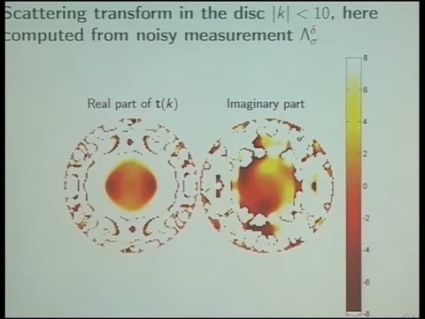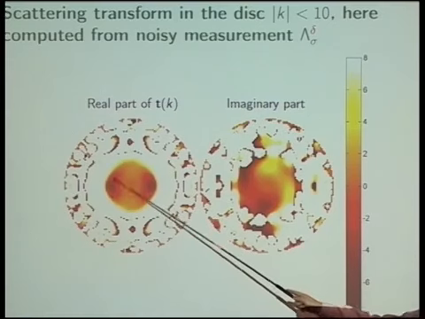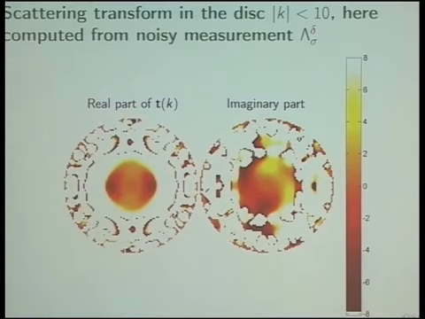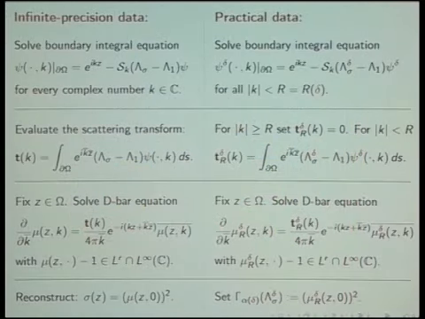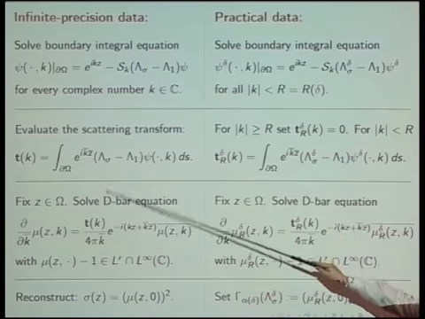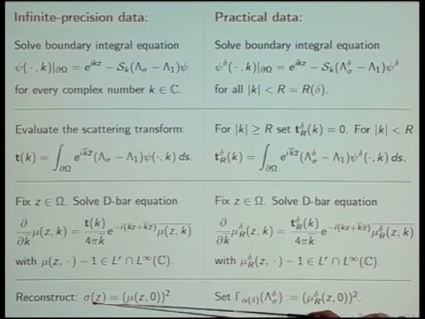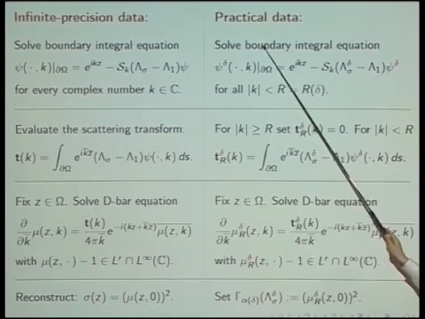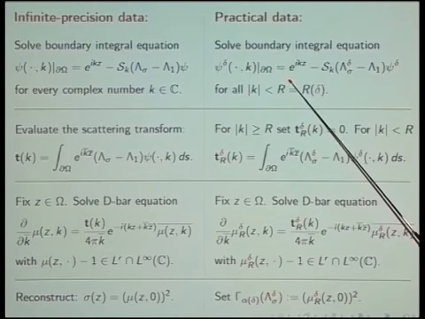So this is why we came up with the idea of just truncating. Just take whatever is inside here, outside put it to 0, and then compute. And this is really what this nonlinear low-pass filtering is. So here you see what we saw already, Nachman's infinite precision reconstruction, and here is our practical reconstruction.